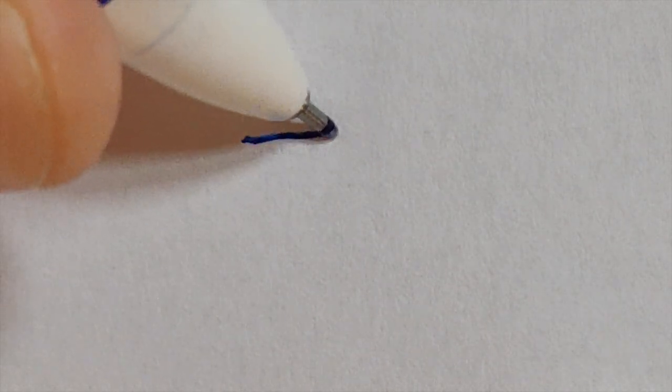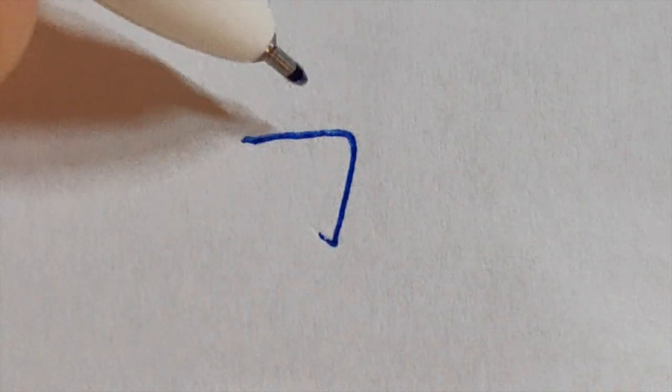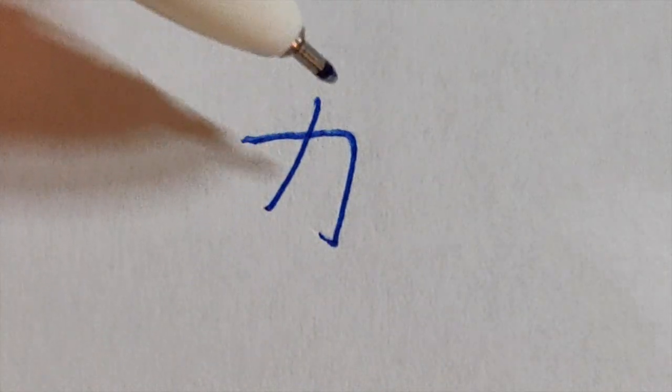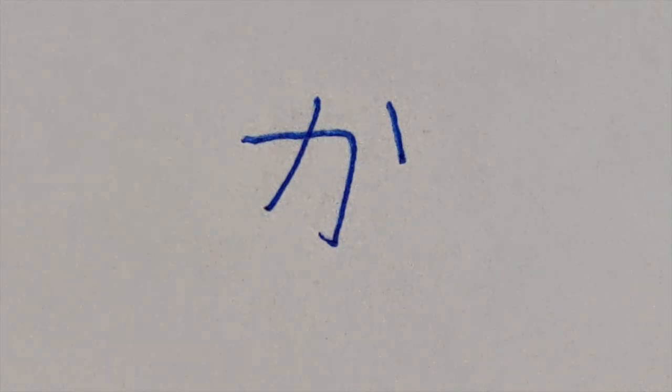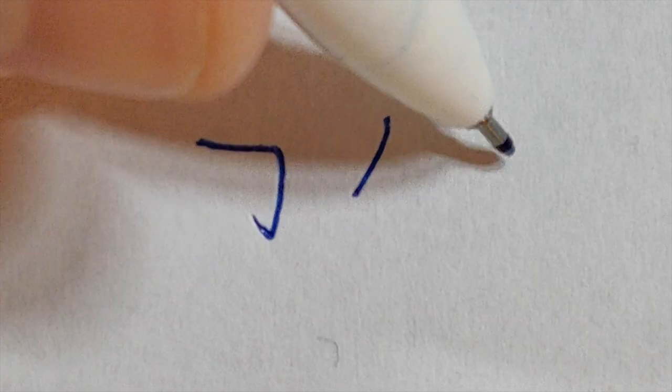Let's do it again. 1, 2, 3. Here's how you split the hiragana character for ka. So this is the first stroke, second one, and the third one.